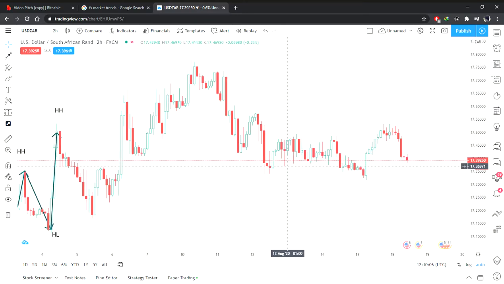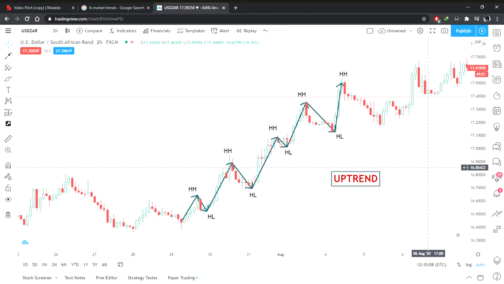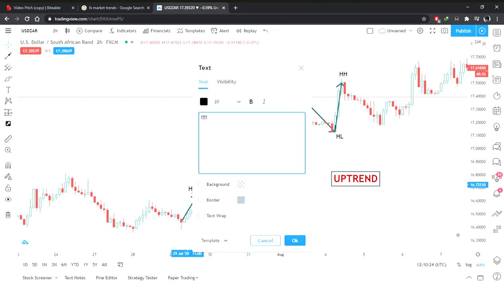Now let's look at the uptrend too. The uptrend is the direct opposite of the downtrend. It starts at a place. There's a swing low, and then there's a swing high. But one thing we have to note here is that this will be our reference point. This will be our high, and this will be another reference point. We'll call this the low of the trend.